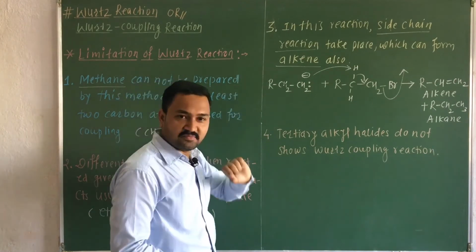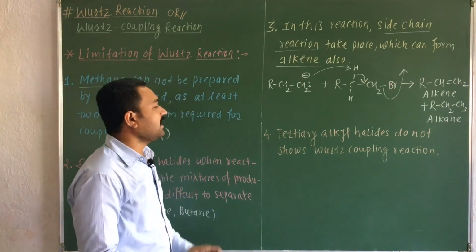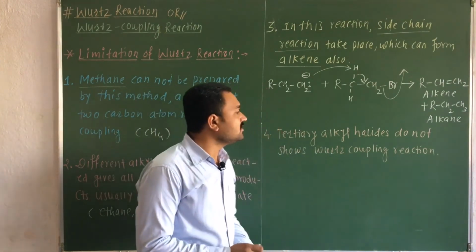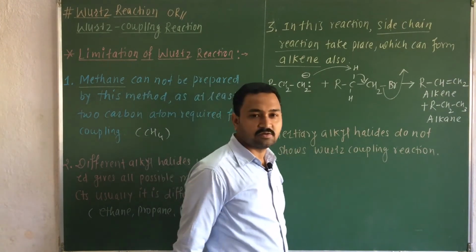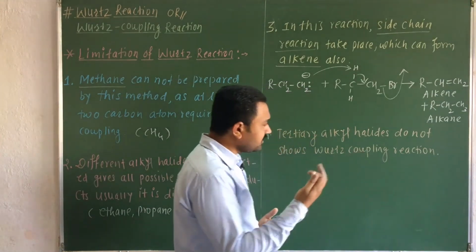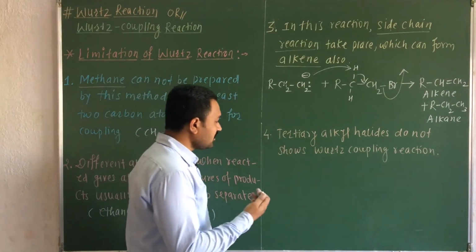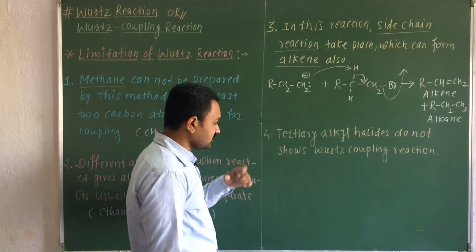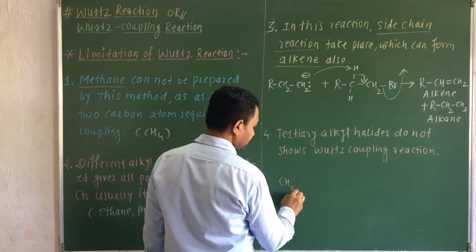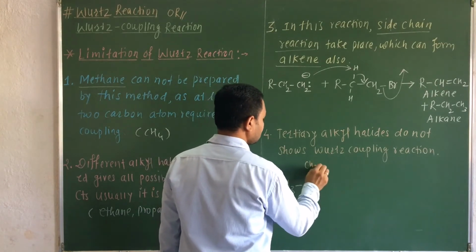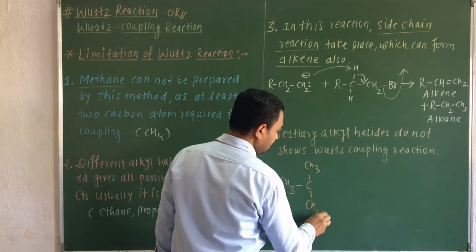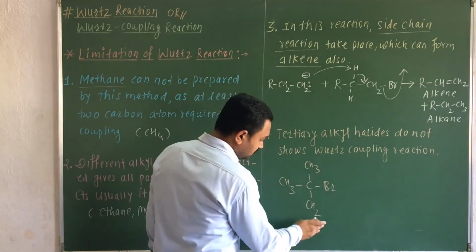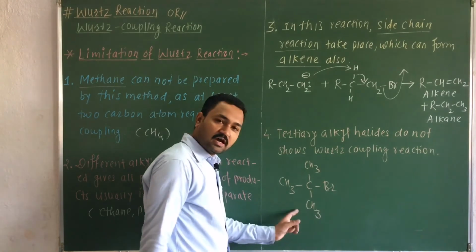So this is the third limitation of your Wurtz coupling reaction, and the last limitation is that tertiary alkyl halides generally do not show this Wurtz coupling reaction. Now why does it not show the Wurtz coupling reaction? Remember, the reason is a side reaction for this one also. For example, if I have taken this, sorry, this is your tertiary alkyl halide compound.